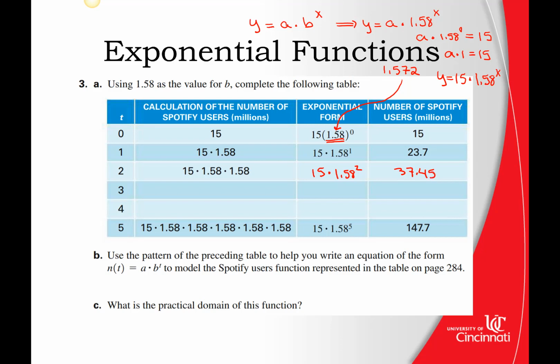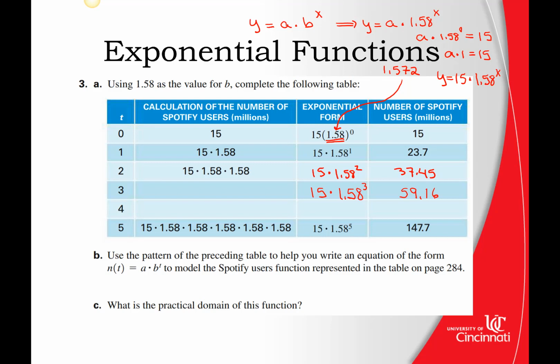Now we can check our actual data. The model says it should be about 37.5 million users. Did that come close to year 2? Let's see, year 2 was 40 million, 37.5. That's not too far off. That's not awful. Okay. If we do year 3, that's going to be the 15 times the 1.58 cubed. So we're going to do 15 times 1.58 to the third power. And we come up there with 59.16.